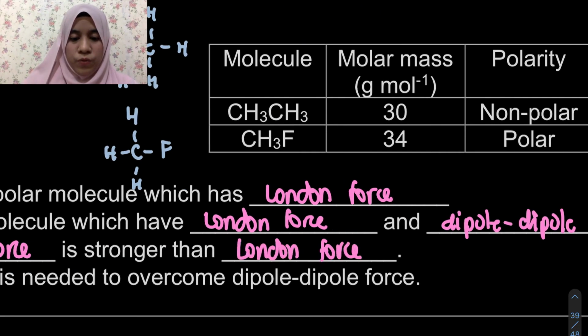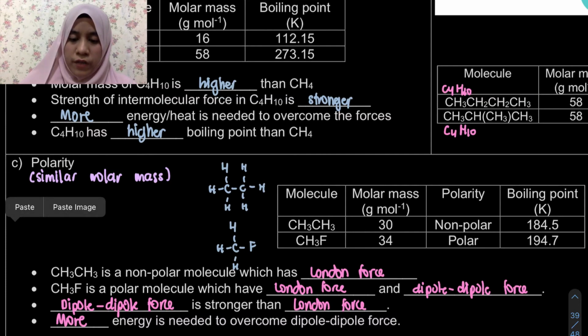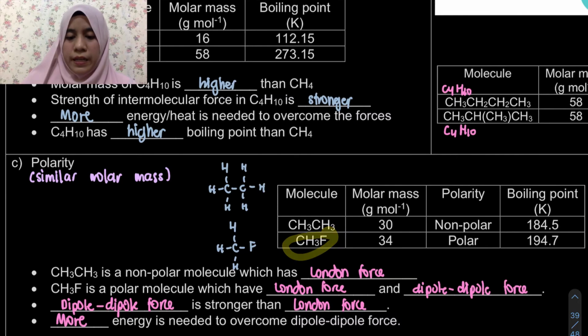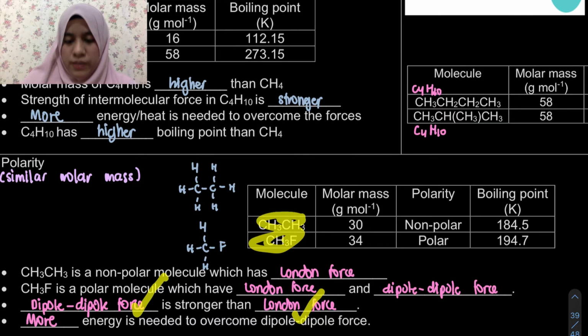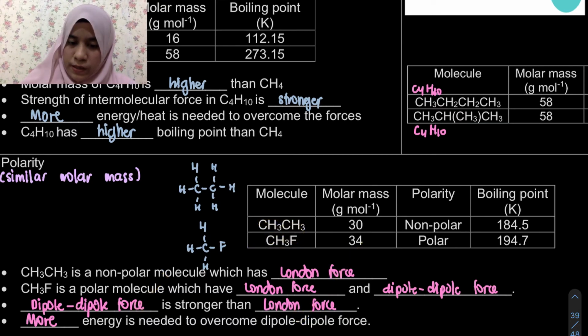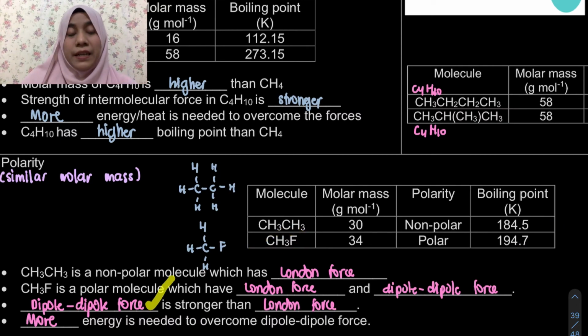Bila dipole force is stronger than London force, then more energy is needed to overcome the dipole force. Hence, kita punya CH3F ni has a higher boiling point than our ethane. Sebab, ingat, CH3F ni ada dipole dengan London. Tapi yang ethane ni ada London sahaja. Tapi kita compare, CH3F ni yang lagi higher. Why it has a higher boiling point? Sebab dia ada extra yang dipole force ni. And then the dipole force is stronger than London force.